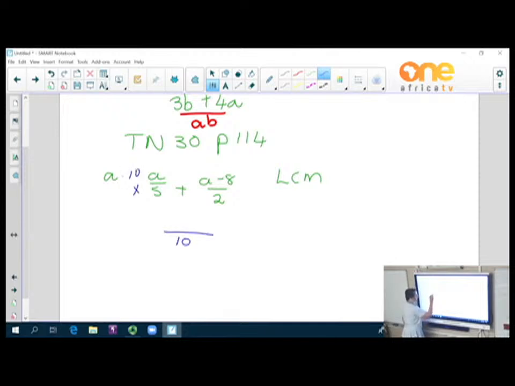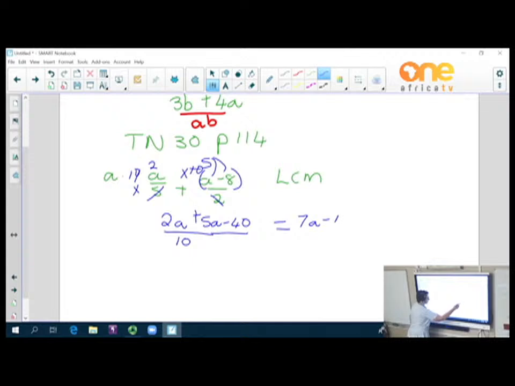Then we multiply with the LCM, and you multiply with the LCM. It is a good idea to put a bracket around that. So it is then 2A, and 2 divides into 10 5 times. Now I still have to multiply it with each one. So it's positive 5A minus 40. Your final answer is then 7A minus 40, and you keep the LCM.